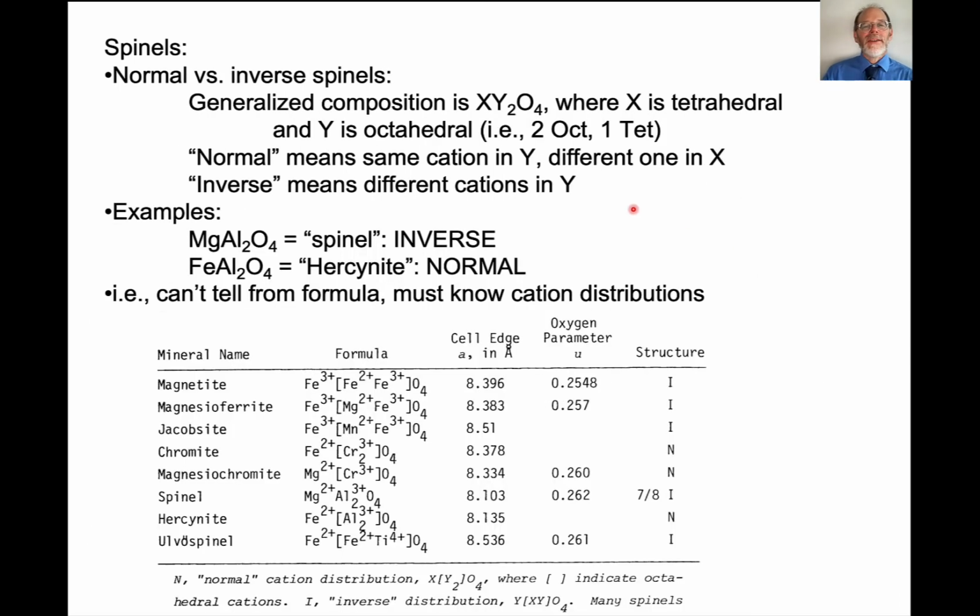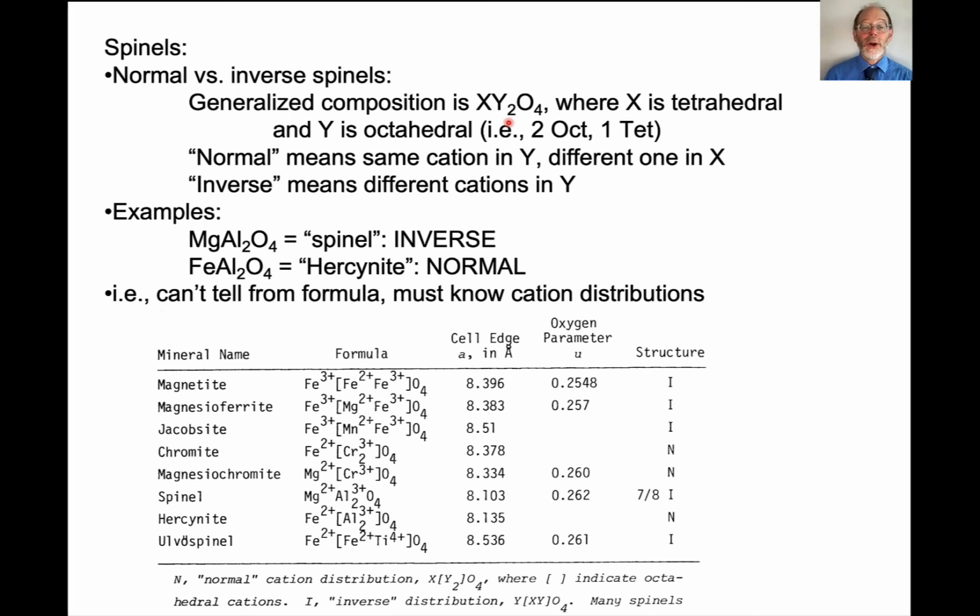As I mentioned before, they have a generalized composition XY2O4, where X is the tetrahedral site and Y is the octahedral site. So there are 2 octahedral sites and 1 tetrahedral site. Now, remember what I was saying before about olivine. Olivine has 2 octahedral sites and 1 tetrahedral site. And so when we change olivine through Wadsleyite to Ringwoodite, Ringwoodite has the spinel composition. Now we've got the magnesium in octahedral coordination, silicon in tetrahedral coordination, but a different structure. It has a spinel structure, and that's what makes it so dense.